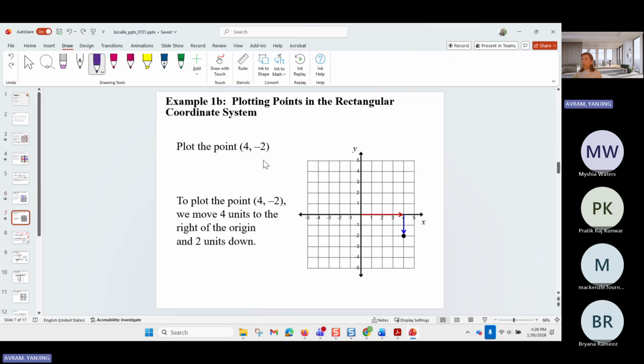Okay, so now this point is 4 and negative 2. So for 4, you have x from the origin, from 0, and then 1, 2, 3, 4, and then going down for 2 units. So that is in the fourth quadrant. X is positive, y is negative. So that's in Q4.